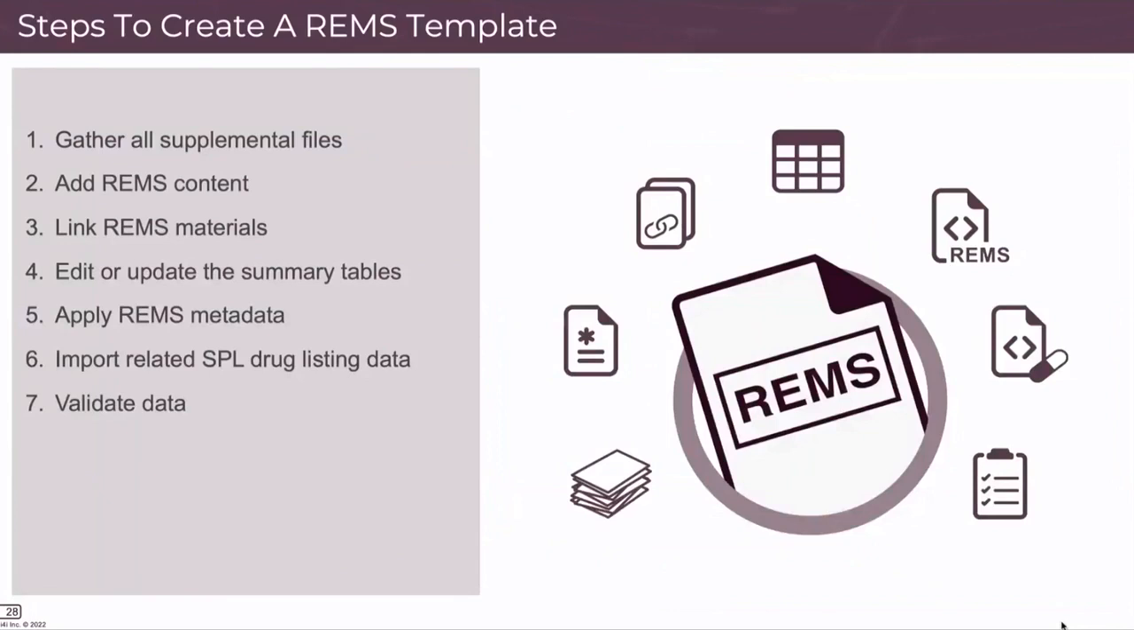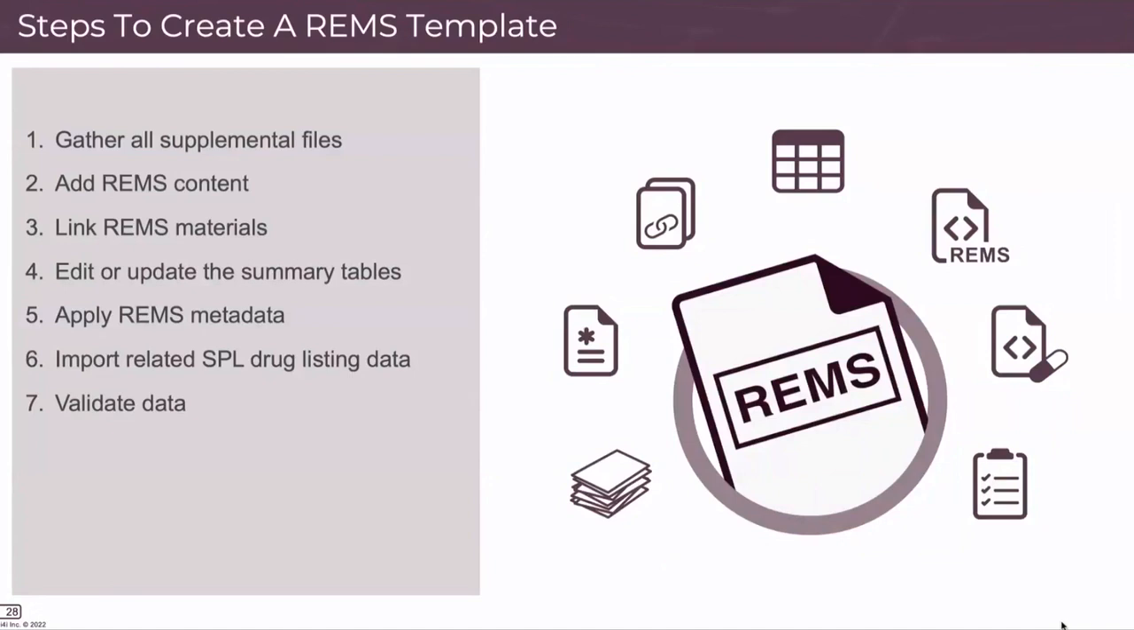To create a REMS SPL, we need to first gather all the data that's required, such as the supplemental files, including the supporting materials and the associated product SPL file. We'll then add our REMS narrative content, link the materials, add REMS metadata or the coding in the summary tables, and finally import the product SPL.